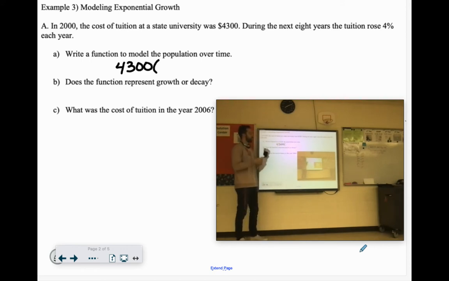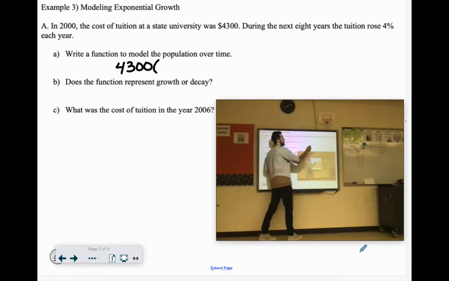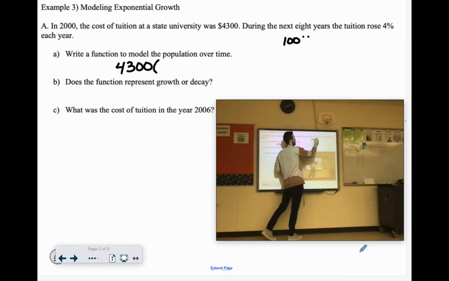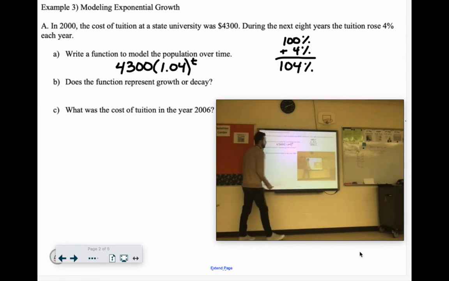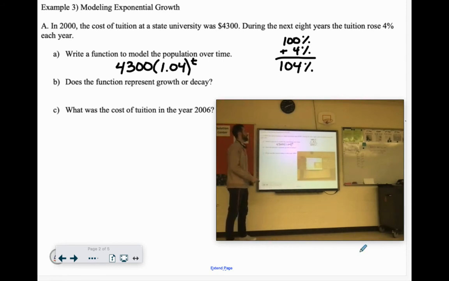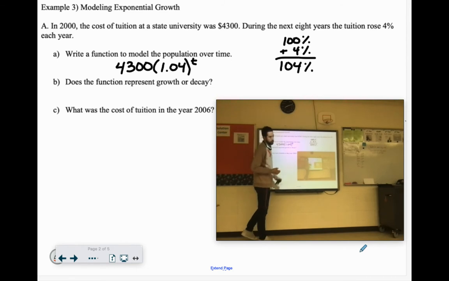Remember, we do 1 plus or minus the growth or decay. So it's growing 4%. So 100% plus the 4% would be 104%. But we need that in decimal form, which is 1.04. And it's to the t power. T is time in years here. Does this represent exponential growth or decay? Well, obviously it's going up 4% each year, so that would be growth.